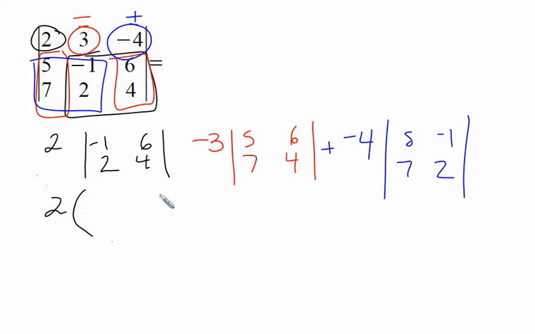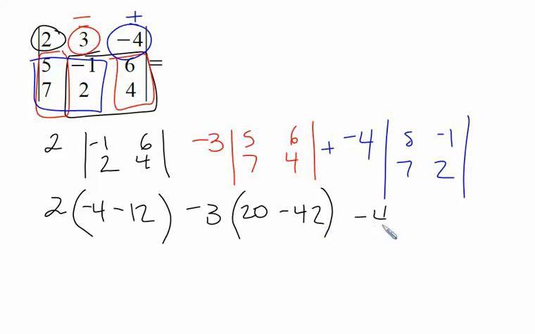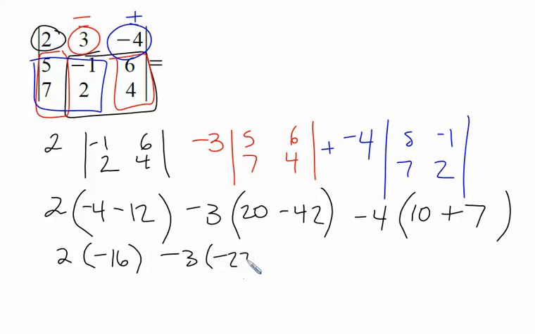So this would be 2. Now remember how we do 2 by 2 determinants. It's going to be a -4 minus 12. And then we'll have -3 times, in parentheses here, 20 minus 42. And then we'll have subtract 4 times this determinant, which is 10. Be careful here, plus 7. So when we combine everything, this would be 2 times a -16 minus 3 times a -22 minus 4 times 17. And now we have to be careful with the arithmetic.